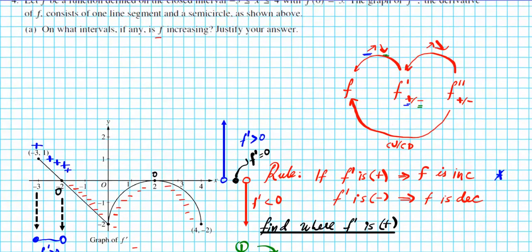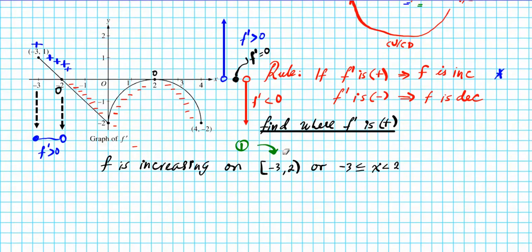But if you look at the question, they said justify. So anytime you're asked for justification, you just want to state the calculus that supports your answer. Okay, so just use the rule that we wrote right here. F is increasing on that interval since f prime is greater than 0. Or you can say f prime is positive for this interval.